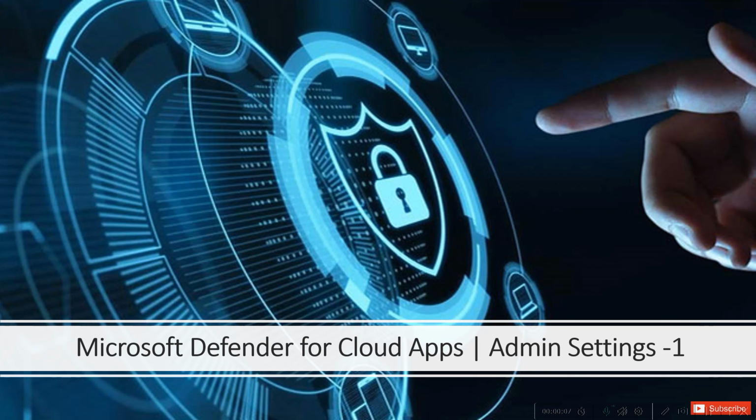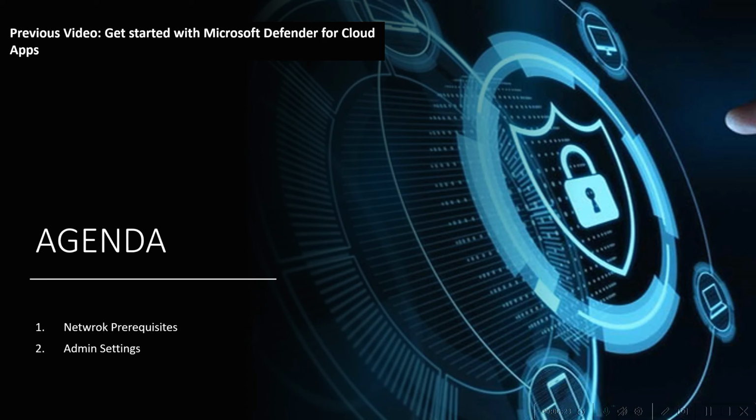In the last video, I had discussed some of the basic concepts which an admin should be aware of, along with the license roles and permissions required to access the admin console. So in this video, I will discuss the network prerequisites which are required to access the MDCA admin portal. Along with that, I'll also try to cover some of the admin settings which an admin can do from the MDCA admin console.